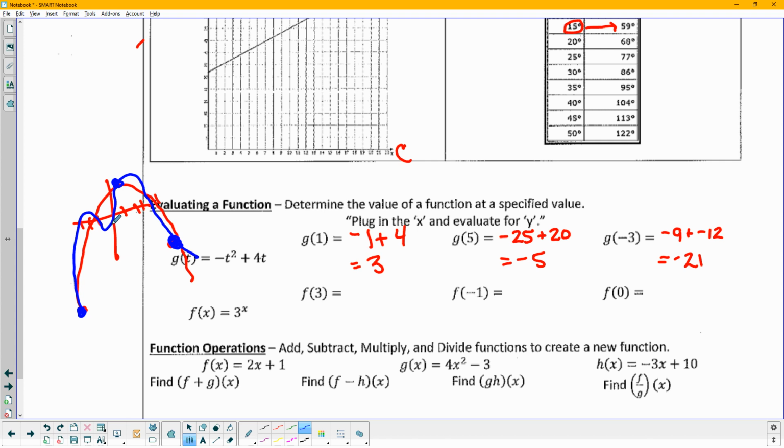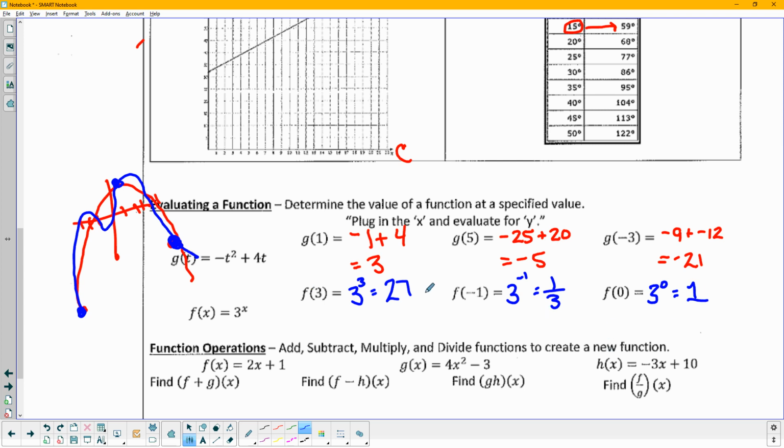All right, looking at the next one, I have 3 raised to the power of x. So this is going to be 3 to the third, which is 27. It's going to be 3 to the negative first, which is 1/3. And this is going to be 3 to the 0, which is 1.